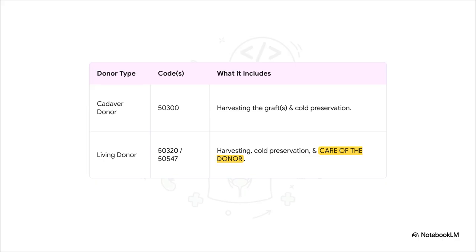The first question is always, was the kidney from a cadaver donor or a living donor? For a cadaver, you're going to use code 50300. Pretty straightforward, right? It covers the harvesting and the cold preservation. But now, look at the living donor codes. 50320 for open surgery, 50547 if it's laparoscopic. And here's the crucial difference. Notice that last part. These codes also include the care of the donor. That's a huge deal and a place where new coders can sometimes trip up. The code isn't just for the organ, it's also for the person who so generously gave it.